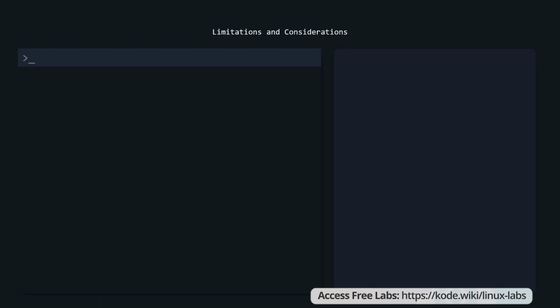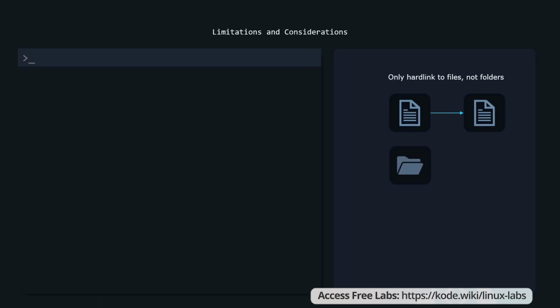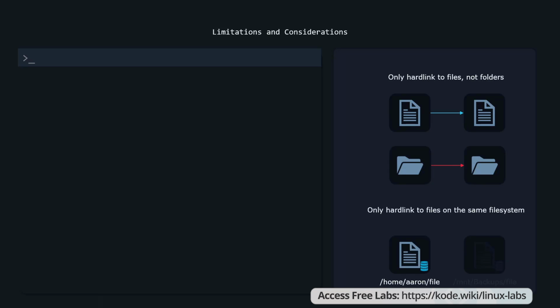There are some limitations for hard links in Linux. You can only hard link to files and not to directories. You can also only hard link to files on the same file system. If you had an external drive mounted at /mnt/backups, for example, you would not be able to hard link a file from your SSD at /home/aaron to some other file on /mnt/backups, since that's a different file system.